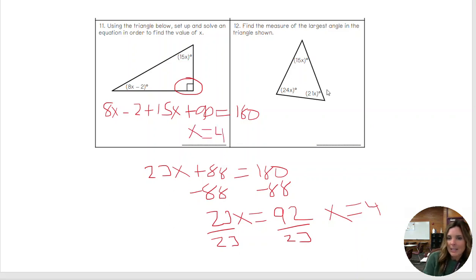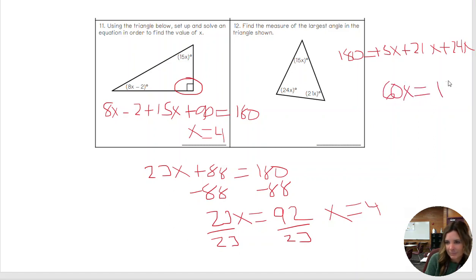The next one is also a triangle. We know the three interior angles of a triangle add up to be 180. So that means 15x and 21x and 24x need to all add together to equal 180. So 15 plus 21 is 36. 36 plus 24 is 60. And then when you divide by 60 on both sides, you get x equals 3.